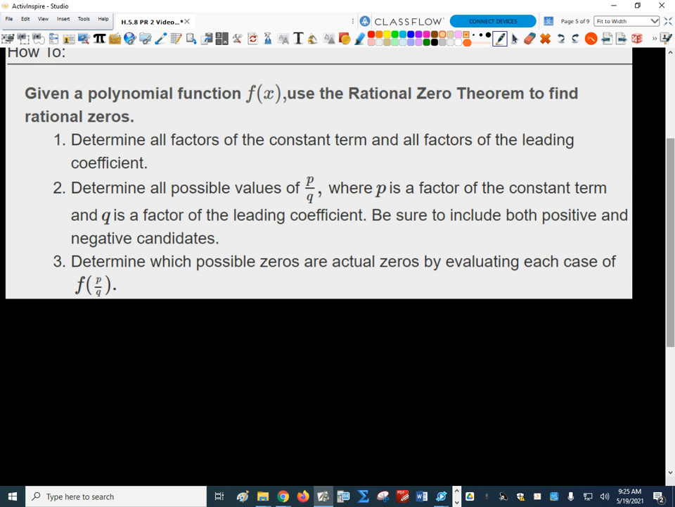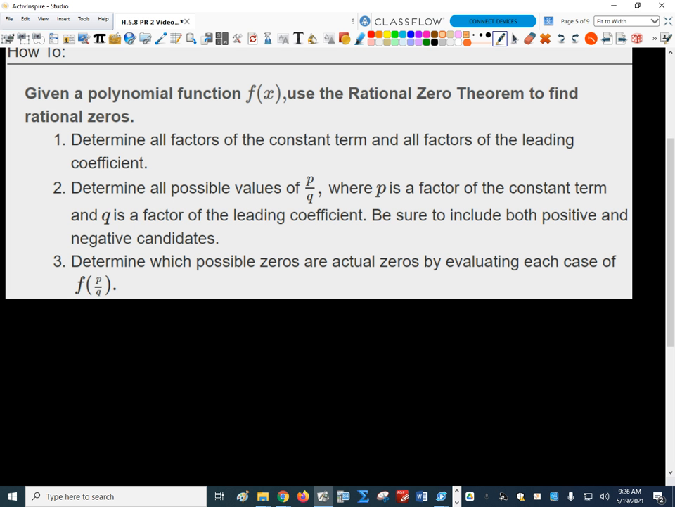So here's more of a textbook statement of that. Given a polynomial function f of x, how would we use the rational root theorem to find the rational zeros? Determine all the factors of the constant term, make a list, and all the factors of the leading coefficient. And then we have to find all the fractions we could build from those, all the fractions that we could write as p over q, where p would be a factor of the constant and q would be a factor of the leading coefficient. And then we'd have to just check them all. Determine which possible zeros are actual zeros by evaluating each one of those.